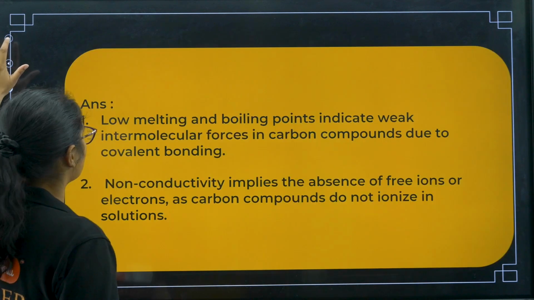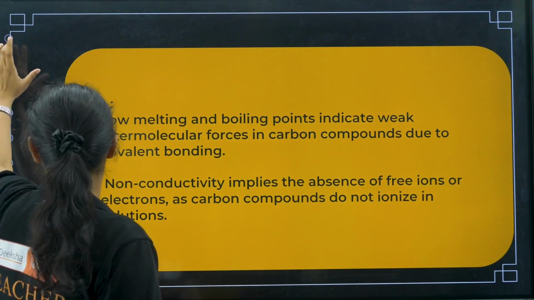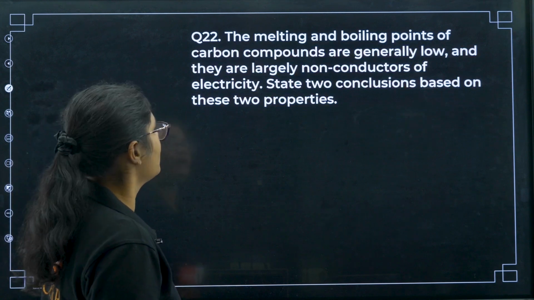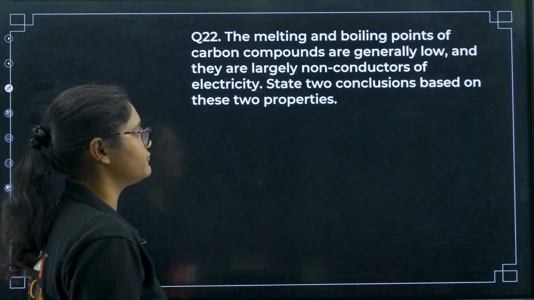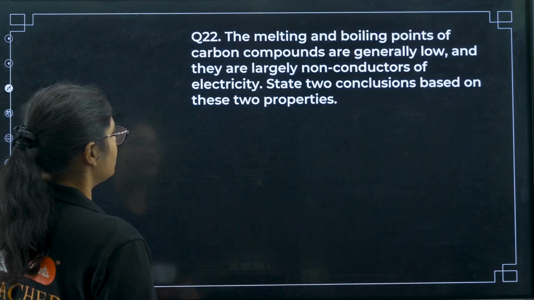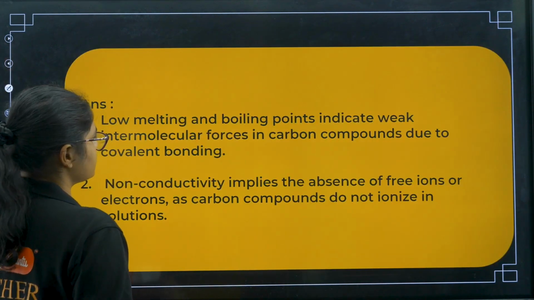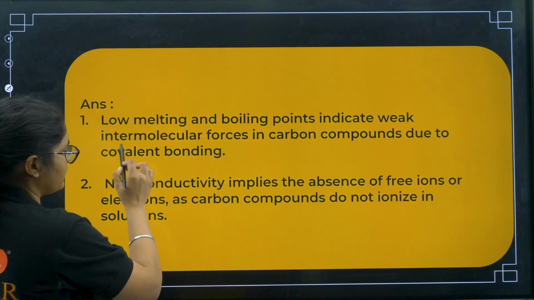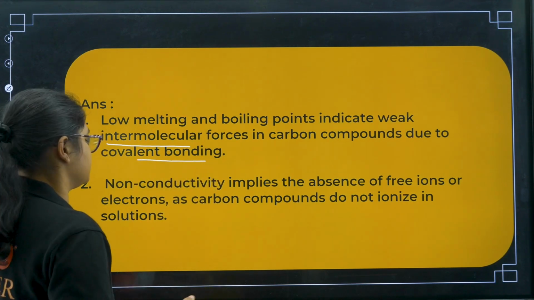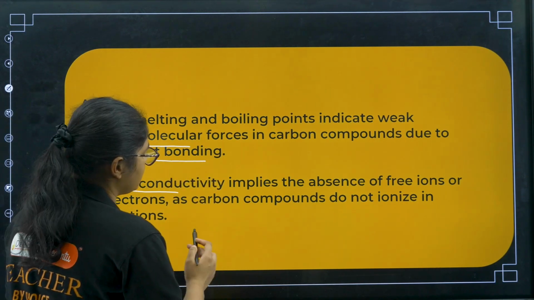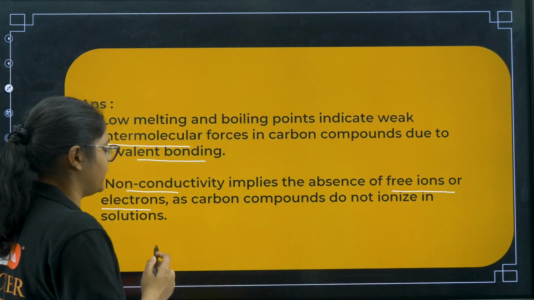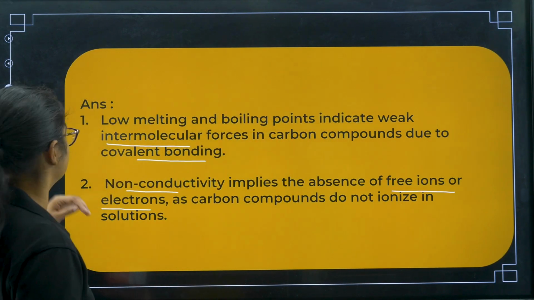Next, moving to the next question: the melting and boiling points of carbon compounds are generally low and they are largely non-conductors of electricity. State two conclusions based on these properties. So you have to give any two conclusions. Low melting point and boiling point is due to the covalent bonding, low intermolecular force of attraction. And why are they non-conductive? Because of no free electrons. There are no free ions or electrons which can conduct electricity.